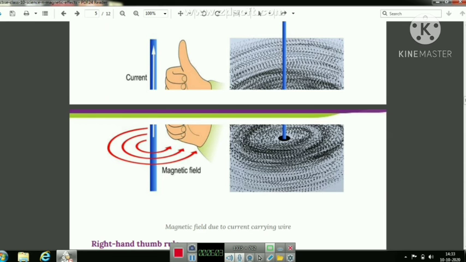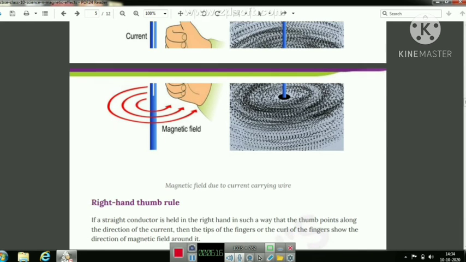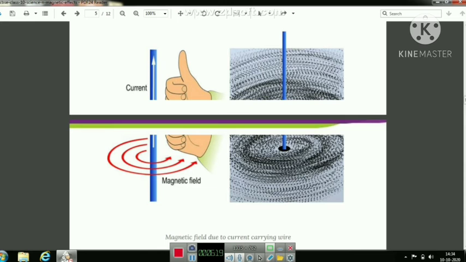From that we can understand that when electric current is passed through the conductor, then magnetism, a magnetic field, is produced. So now from this we can see that if we take the right hand, and in the right hand we take the conductor or wire in such a way that the thumb shows the direction of the flow of electric current, then these wrapped or curled fingers will show the direction of the magnetic field produced.